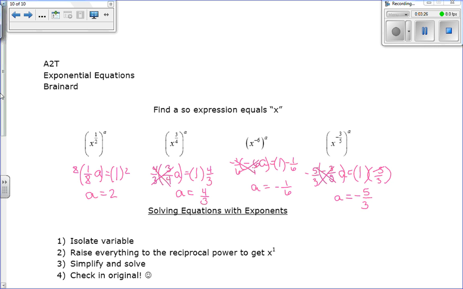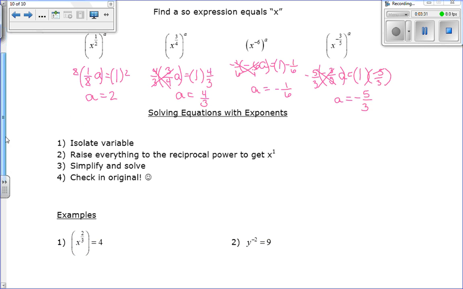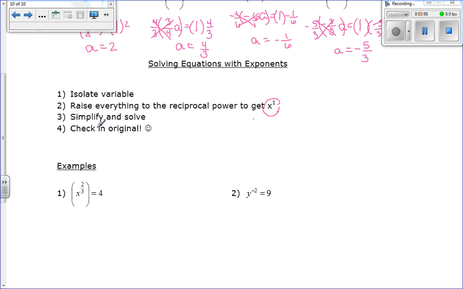That's basically the concept that we're going to be dealing with when we're solving exponential equations when our base is the unknown. So our first step is to isolate the variable. If we don't have x by itself, we have something that's being added or subtracted or multiplied or divided to the x, we need to take care of that first and then get x by itself. The second step is to raise everything to the reciprocal power to get x to the 1st. So that is our goal. Then we will simplify what we have and solve. And finally, our last step is to always check in the original problem.